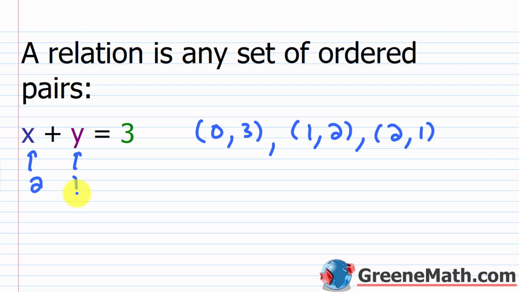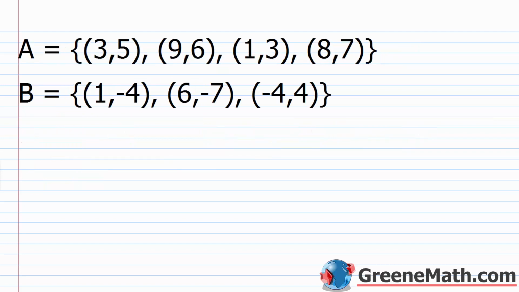two pieces of associated information or two pieces of related information. Here, the x and y values are associated with each other because they represent two values that when plugged into this equation give us a true statement, right? They're solutions for the equation. But we could also have some kind of random information. Let's say we had set A here, and set A just contained these four random ordered pairs, okay? So I have (3, 5), (9, 6), (1, 3), and (8, 7).